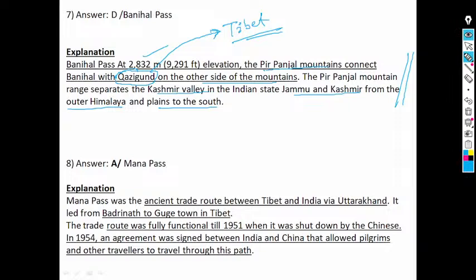Next, it is Manna Pass. Manna Pass was an ancient trade route between Tibet and India via Uttarakhand. Let me draw the map to be more clear.